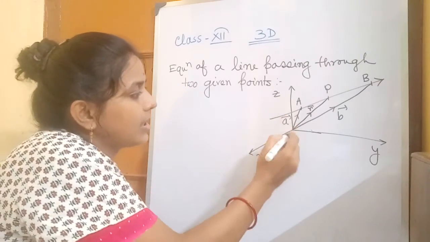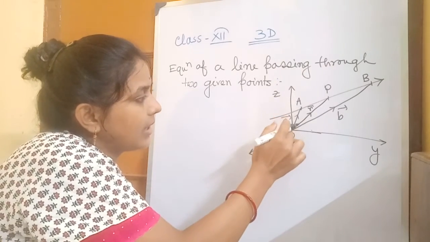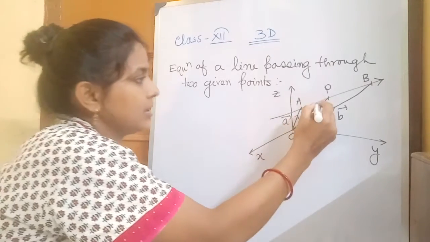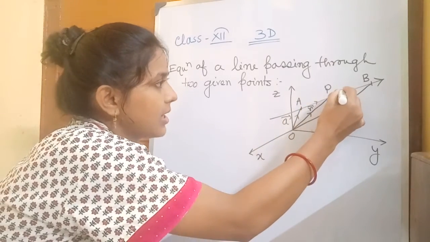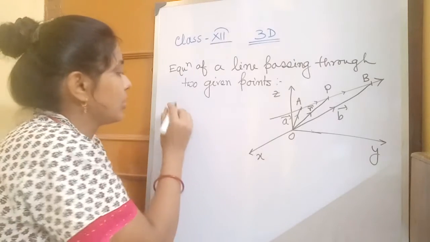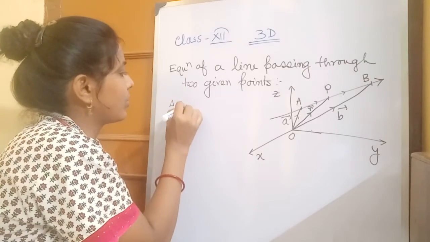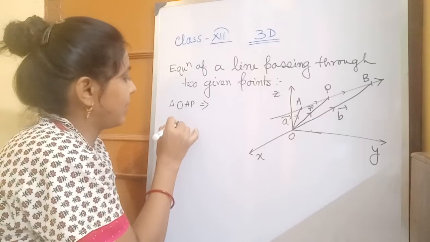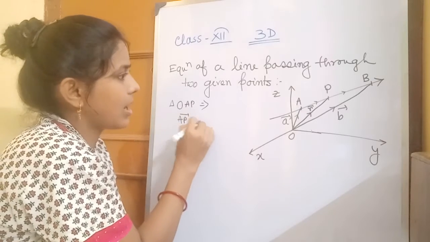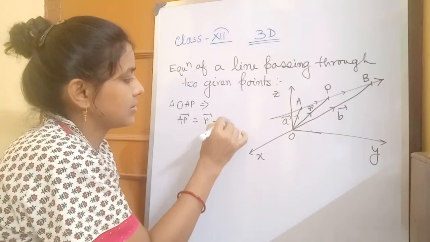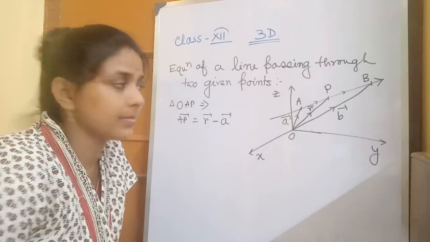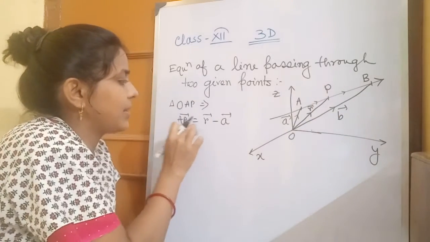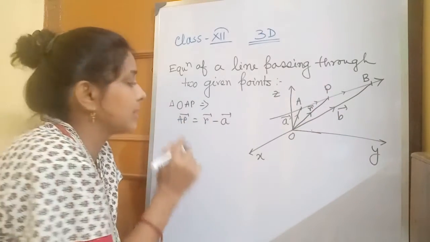Now if we take the triangle OAP, then AP vector like this and PV vector like this. So triangle OAP gives us AP vector equals R minus A vector, right? Because A vector plus AP vector equals R vector, so AP vector equals R minus A vector.